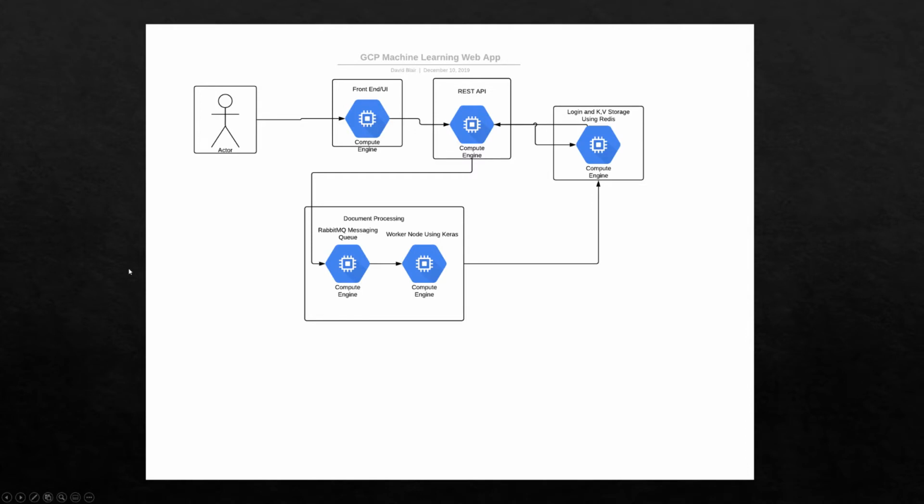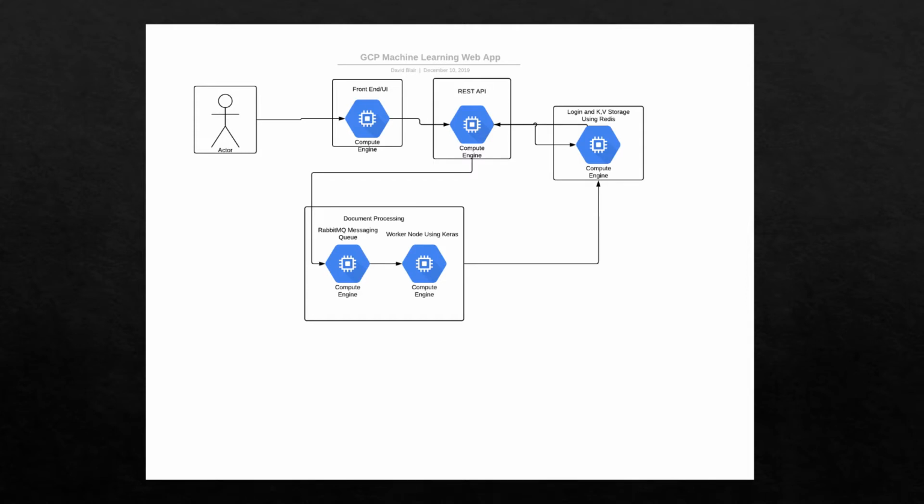Looking at my UML diagram, there are four main parts to this application. The first is a front-end UI. This is a simple console-based menu that allows the user to interact, logging in, selecting which documents they would like to upload, and viewing what they've already uploaded.